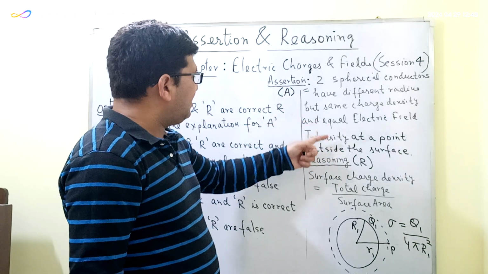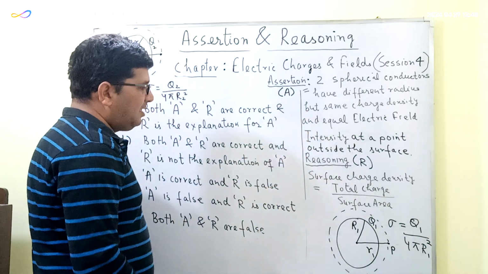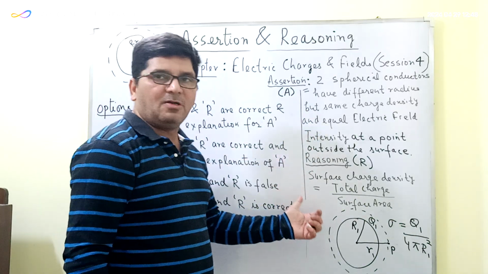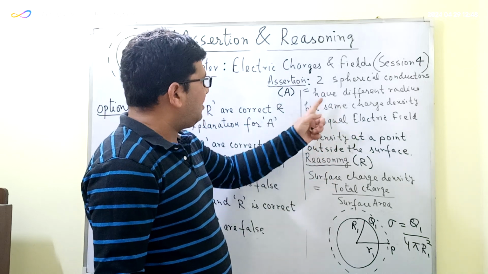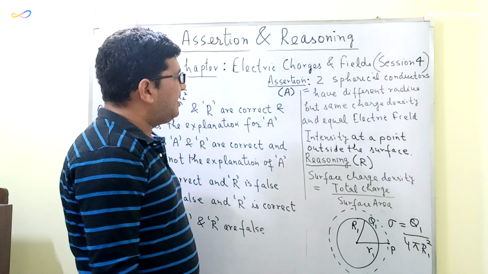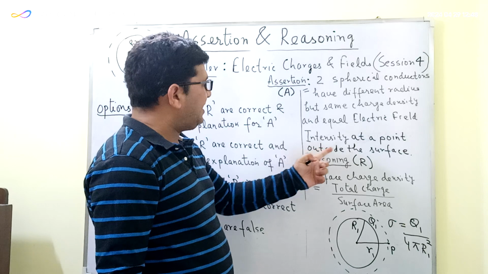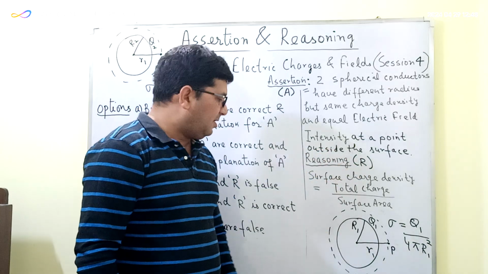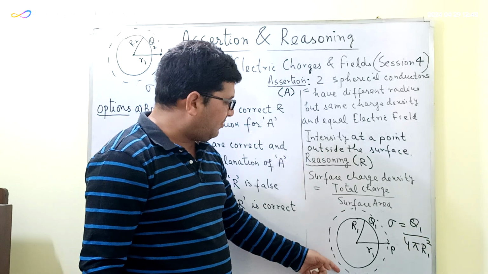So here we will first try to come to a conclusion whether this statement is correct or not. For that purpose, I will be using the Gauss law to arrive at a conclusion whether the spherical conductors having different radii and the same charge density have equal electric field at a point outside the surface or not. In order to save time, I have already drawn one here.